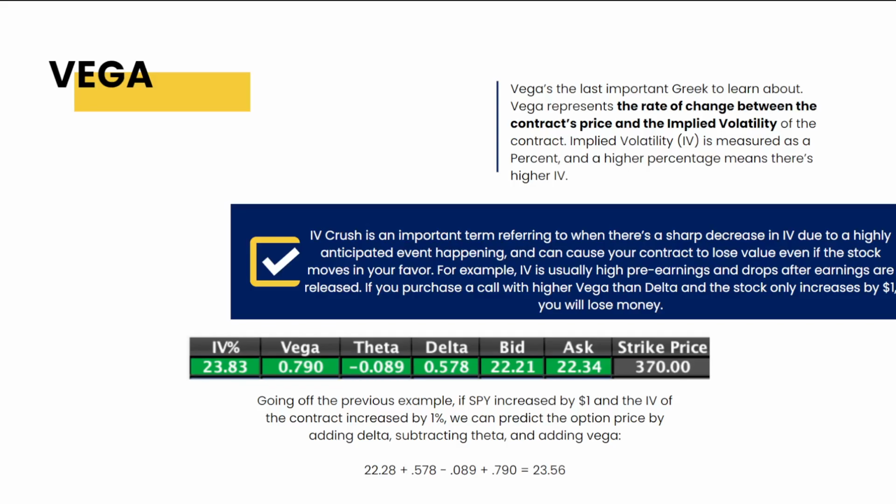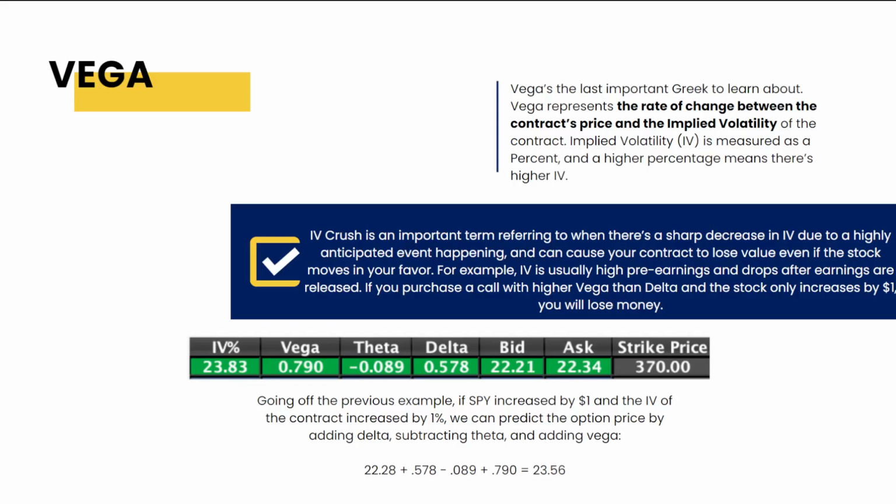And IV crush is an important term when referring to a sharp decrease in implied volatility due to a highly anticipated event happening, such as earnings, and can cause your contract to lose value even if the stock moves in your favor. For example, IV is usually high pre-earnings and drops after earnings are released.